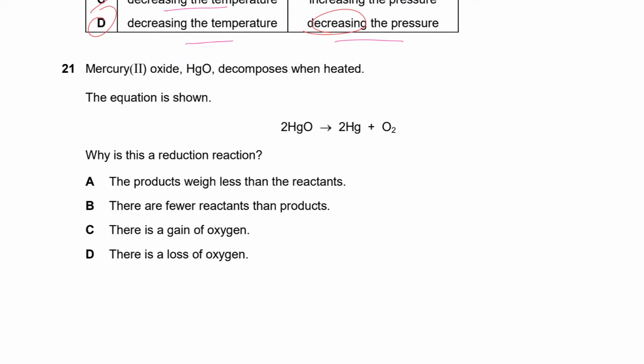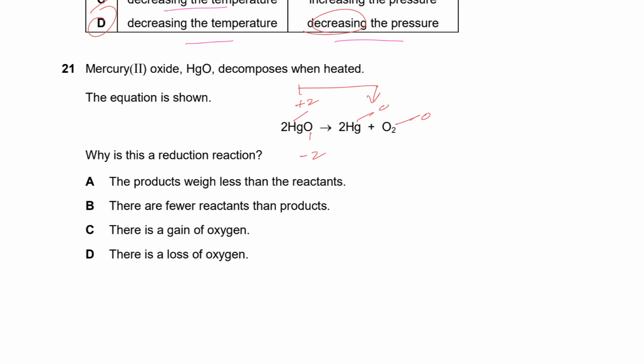Next, mercury(II) oxide decomposes when heated. The equation is shown. Why is this a reduction reaction? See, mercury here is +2, oxygen is -2. Here mercury is in its pure elemental state, it's 0, oxygen is 0. So why is this a reduction reaction? Because mercury literally went from an oxidation state of +2 to 0, or you could say it lost an oxygen atom, and loss of oxygen atom is reduction.